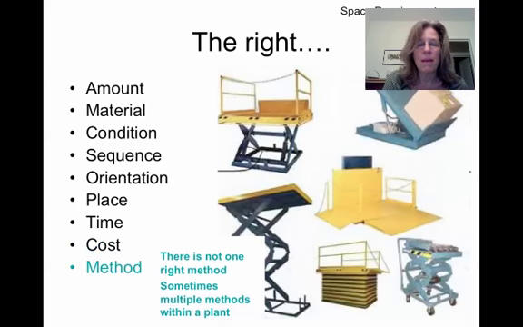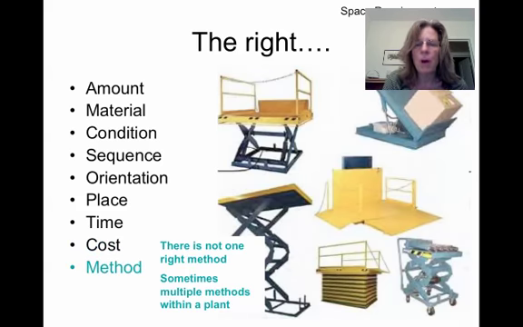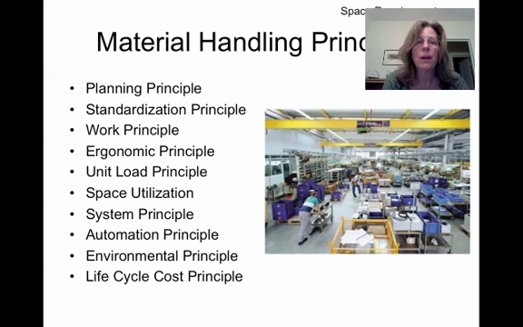And then looking at the right method. There's not usually one right method, and sometimes in a plant you're going to be using multiple methods. So maybe different kinds of forklifts for different areas, maybe some wider forklifts or some ones that can go higher. So not just using the same method for everything, right? Making sure that you really evaluate what is needed in a certain situation. So these are material handling principles.